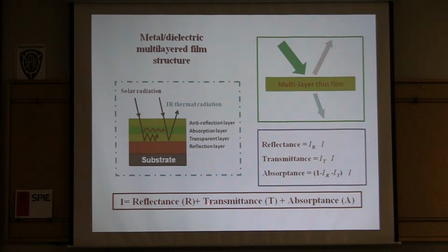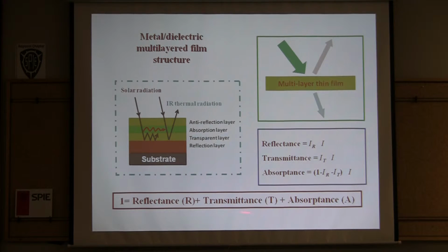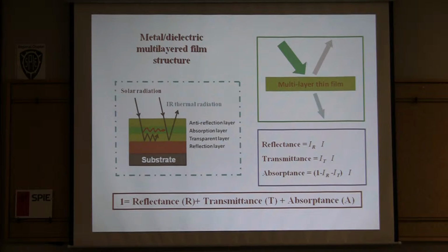Also, transmittance should be 0. Then 100% absorb all sun radiation that comes to this film. That's no reflection, no transmission. Then it all becomes energy in the film.